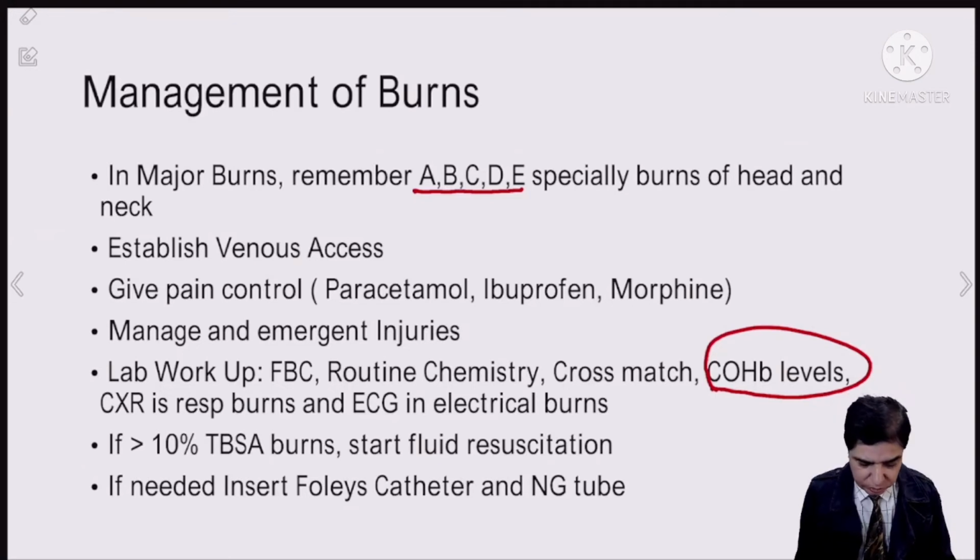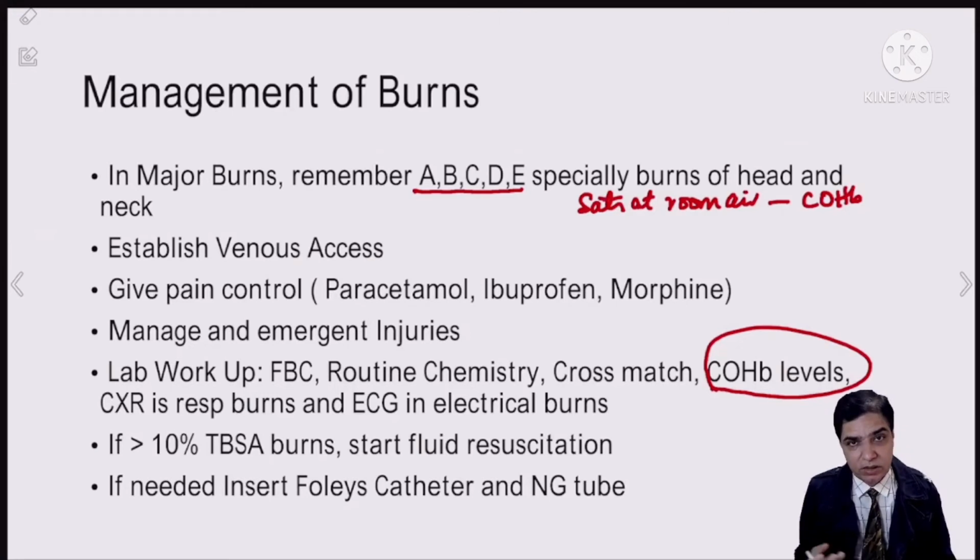So the corrected saturation levels are your saturations at room air minus the carboxyhemoglobin levels. That would give you the correct saturation, because sometimes even in carbon monoxide poisoning, the saturations can be normal. So they can be quite deceiving. So it's important that you take the carboxyhemoglobin levels and subtract them from the recorded saturations to give you the actual O2 saturations.